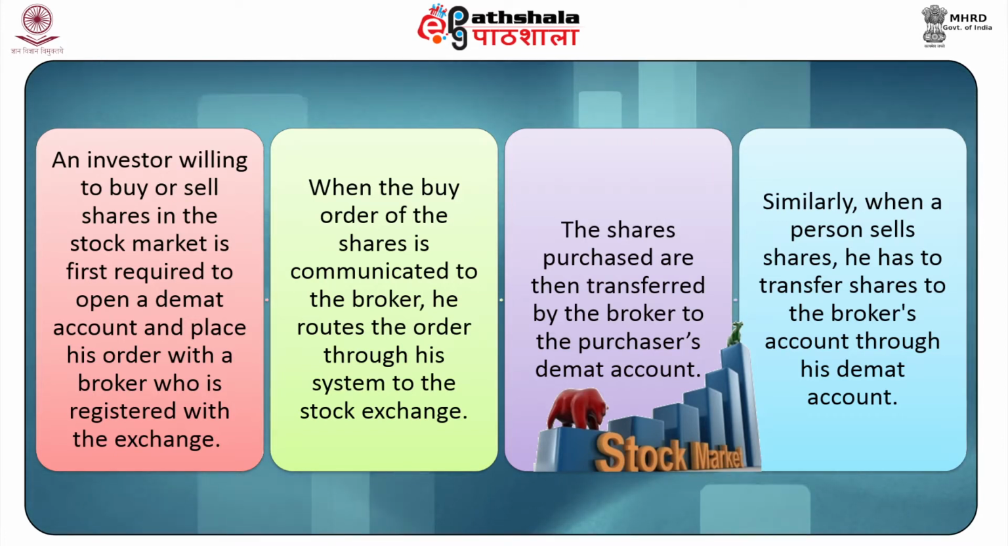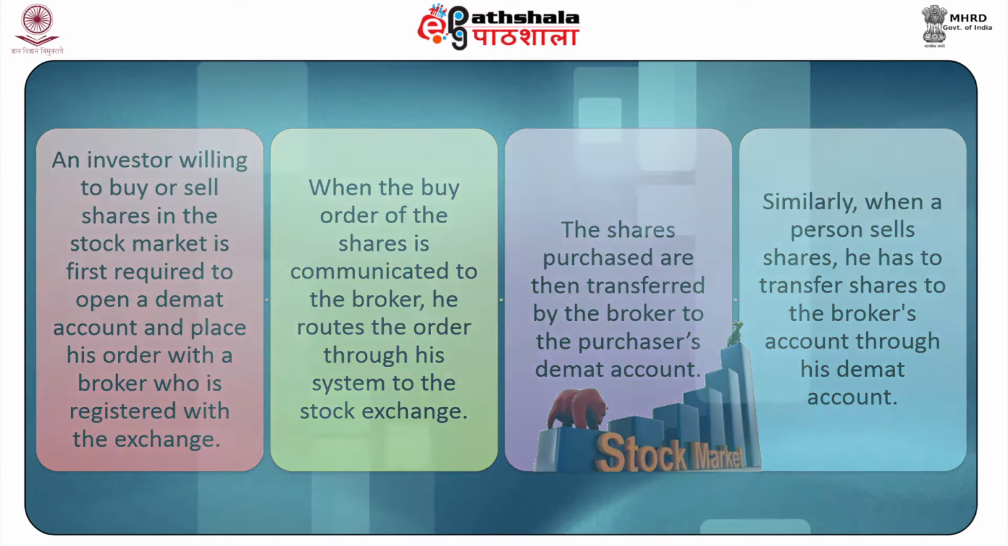When the buy order of the share is communicated to the broker, he routes the order through his system to the stock exchange. The order stays in the queue and gets executed when the order logs on to the system within the buy limit specified by the investor. The shares purchased are then transferred by the broker to the purchaser's demat account. Similarly, when a person sells shares, he has to transfer shares to the broker's account through his demat account.